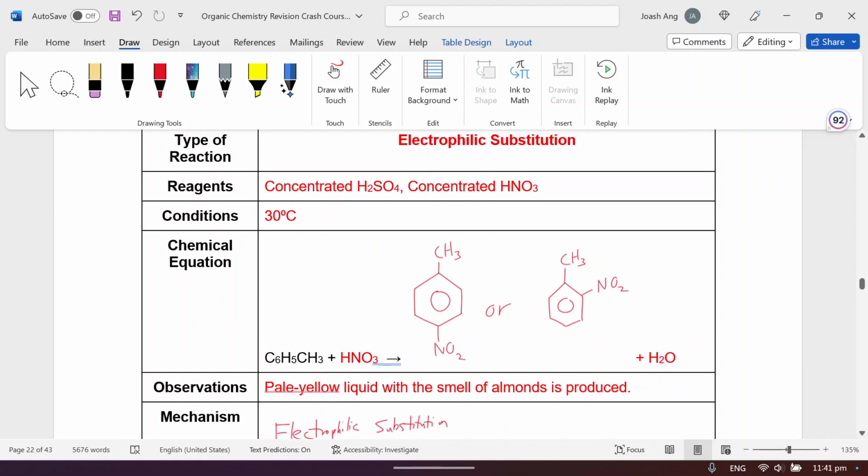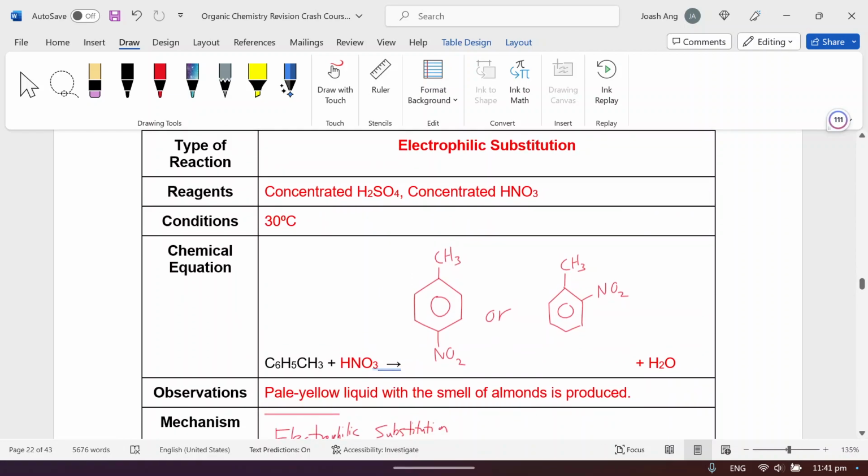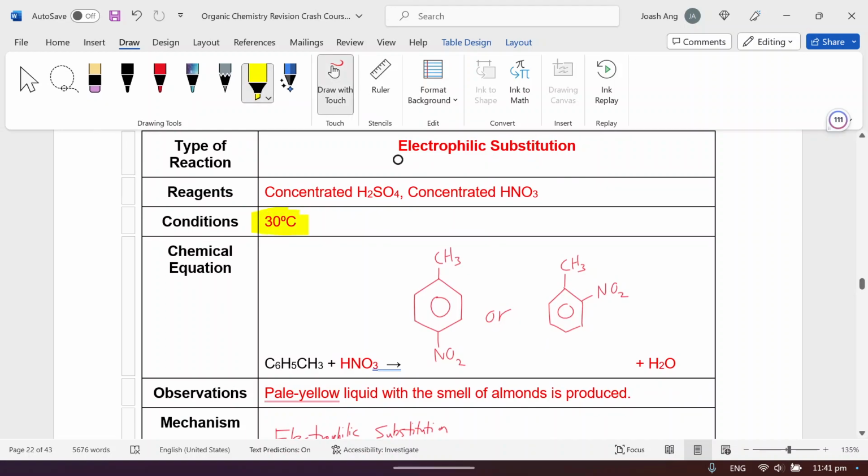Alright, next part is electrophilic substitution or nitration of methyl benzene. Just take note that everything is the same except that the condition is just 30 degrees Celsius, because your methyl group is a strong activating group and an electron donating group.